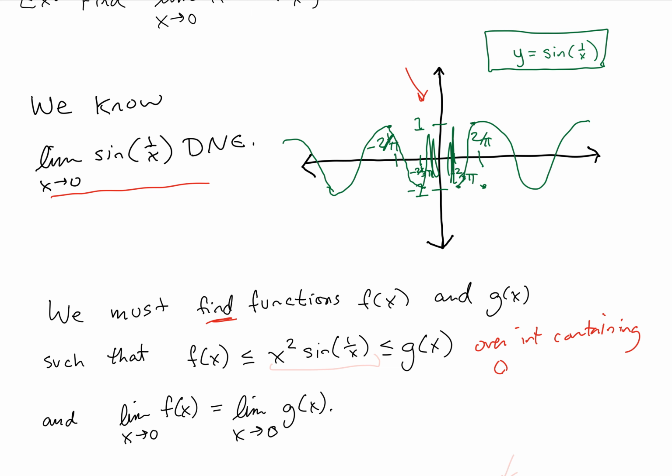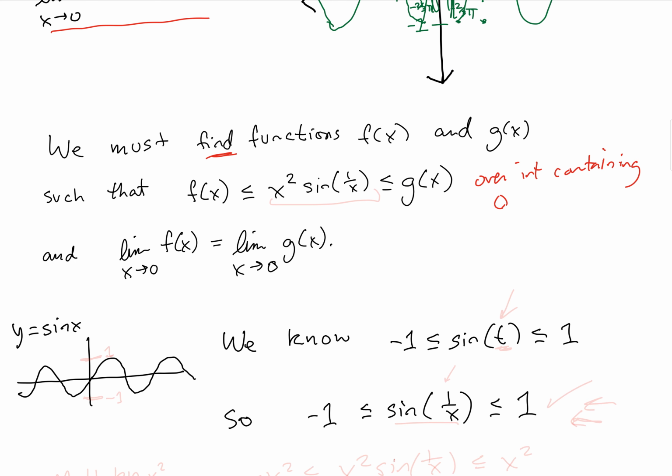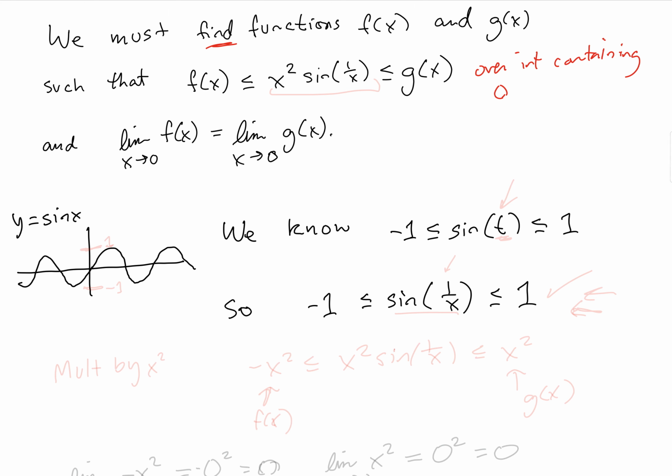So let's think about how we could find those kinds of functions. The squeeze theorem is always going to be based on the fact that the function we're interested in is bounded by two other functions. In the example of sine of x, we know that sine of x is bounded between 1 and -1. So sine of x, no matter what, is bounded between -1 and 1. It can never be larger or smaller than those values.